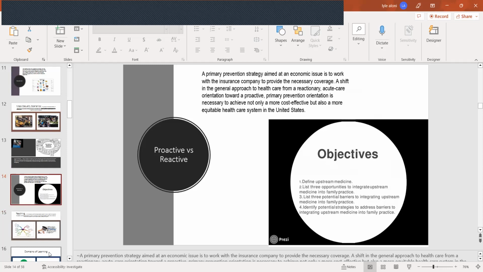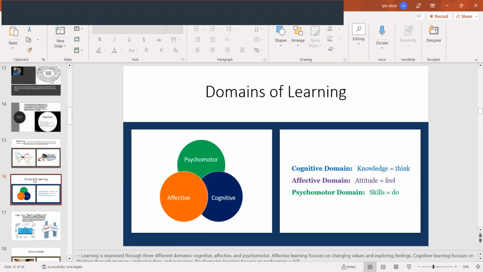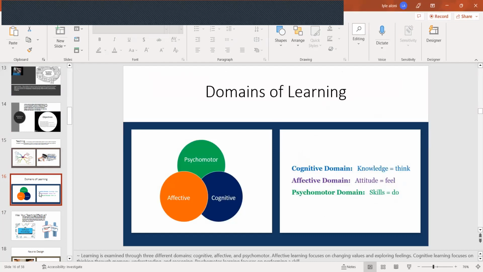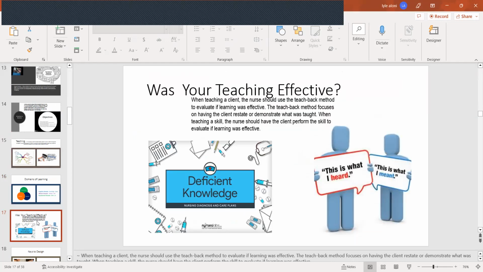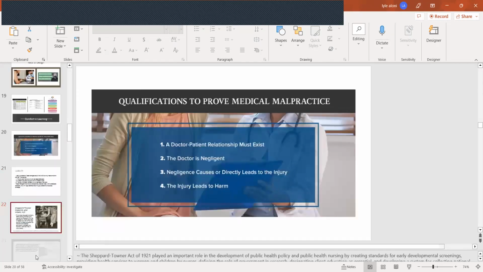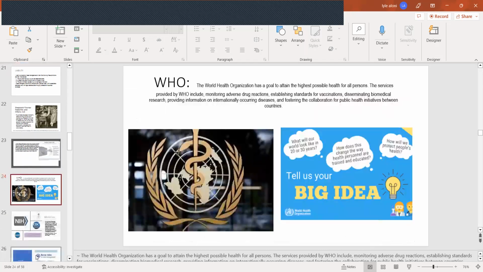Let's see. When we're teaching, I don't feel like we went over our domains of learning. Yes, we did. We did last week, I think. But we have our 3 domains of learning. Remember, our cognitive, affective, and psychomotor. And we make sure that we cover those. That was on one of your tests, I think. Teach back method. We always use that with our teaching. That's the best way to do it. We did malpractice last time in this one.